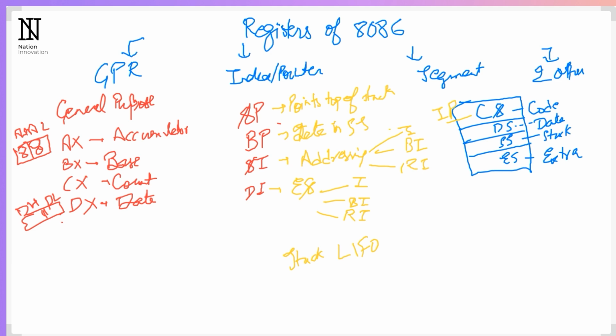Then we have the data segment. By default, the processor assumes that all data referenced by the general registers AX, BX, CX, and DX, and the index registers SI and DI, source index and destination index, are located in the data segment. All these are initially associated with the data segment.